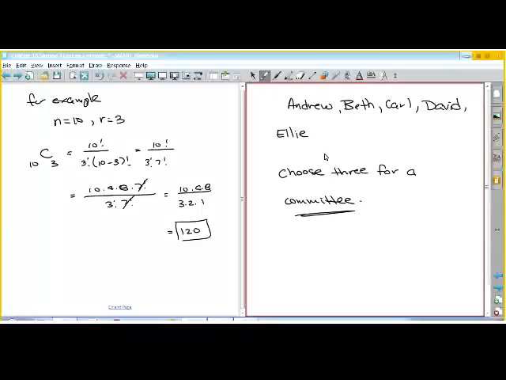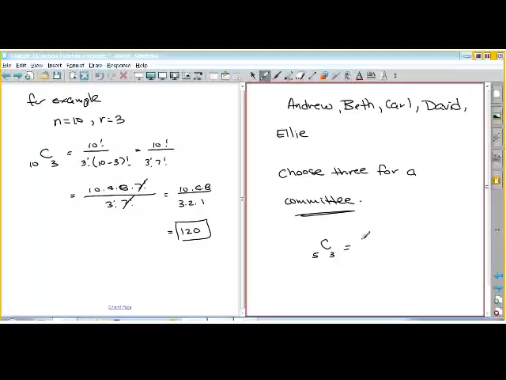Okay, so in this case, let's try this. We have Andrew, Beth, Carl, David, and Ellie. Choose 3 for a committee. So what do we think N is? 5, right? What is R? 3. Okay. So all we have to do is, because we know it says committee, we say, oh, that's combination, and we just do 5 things, taking 3 at a time. And then we just plug it in the formula.